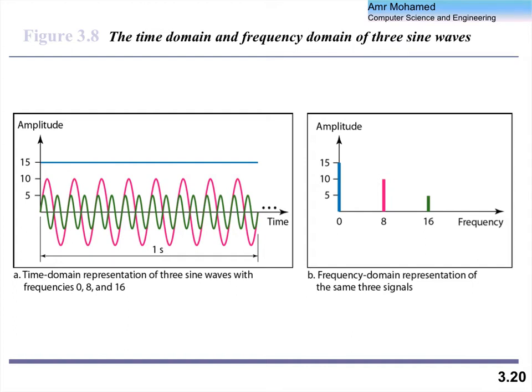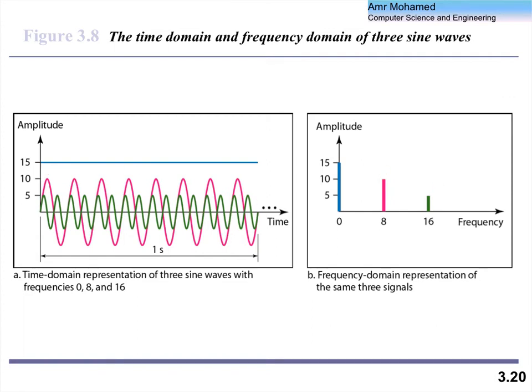Okay? So, for example, we have these three signals. Each of them has a different frequency. It's clear that the green signal has double the frequency of the red signal. So we know that the red signal has a frequency of 8 hertz, and this green is 16. And of course, this constant signal is 0. And each one has a different amplitude. Of course, this one has 15, this one has 10, and this one has 5.